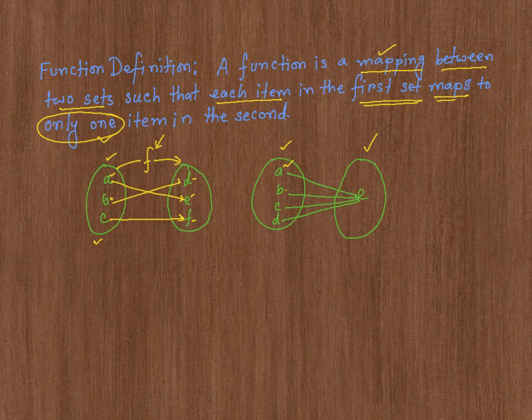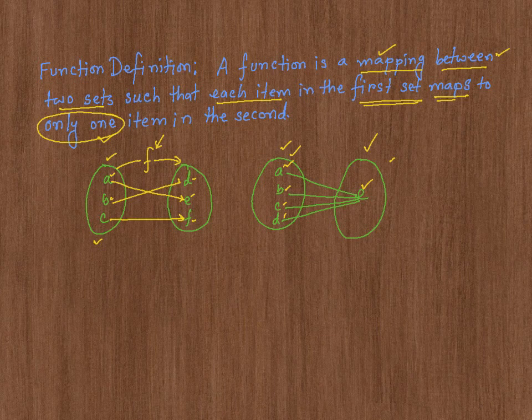It happens to be the case that all of these elements in the first set are getting mapped to only one element in the second set. That is perfectly fine. It doesn't say anywhere in the definition that it couldn't happen. All it says is that each item in the first set has to be mapped to only one item in the second. Now let me create a scenario.